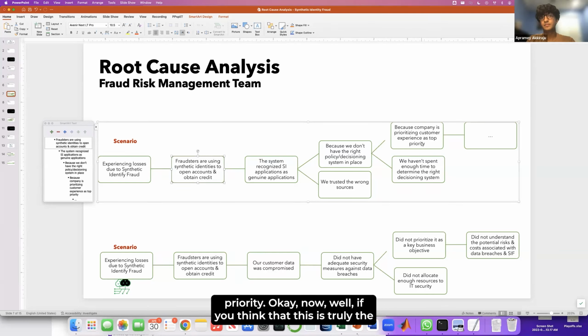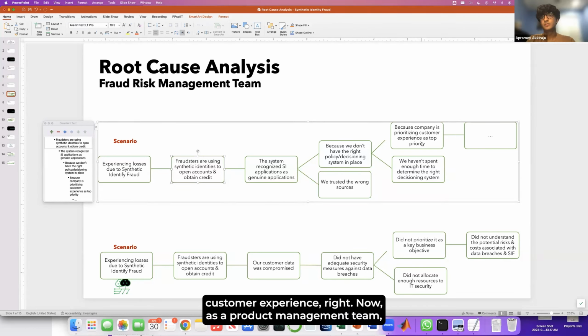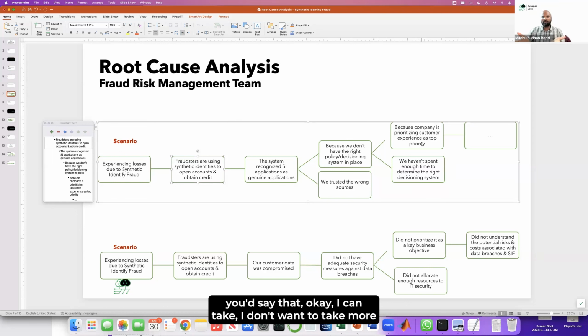Okay. Now, if you think that this is truly the root cause, you have an opportunity to revisit that. Maybe I need to balance between the losses and the customer experience. Now, as a fraud risk management team, you'd say, I don't want to take more risk because I'm seeing too many financial losses. So I'm okay to sacrifice a bit of customer experience. So you'll make that decision.